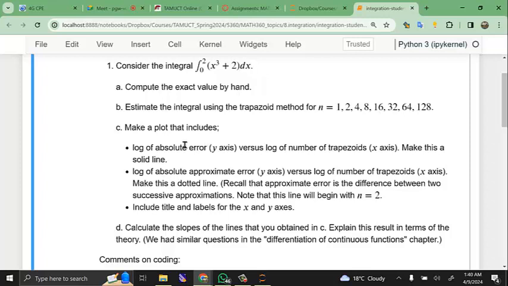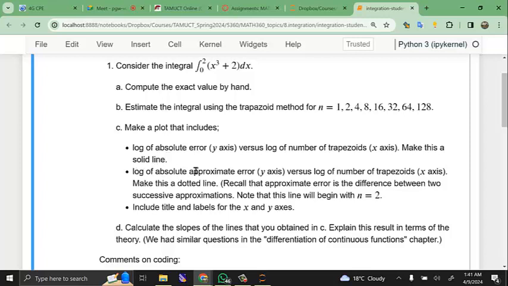So make a plot that includes the log of the absolute error on the y-axis versus the log of the number of trapezoids. Okay, so make this a solid line. Now, you can either do a log-log plot of the values or actually plot the logarithms versus each other. Just do what looks best. They should look the same, but the scales will be different. So you do have those two choices.